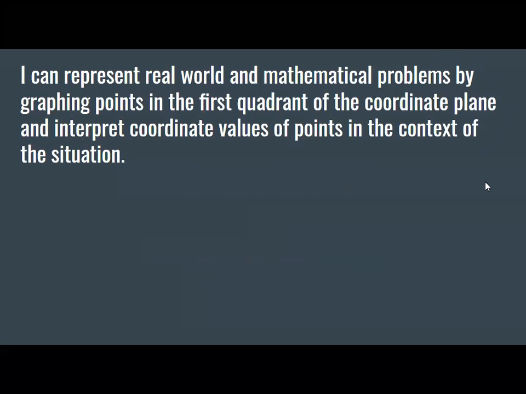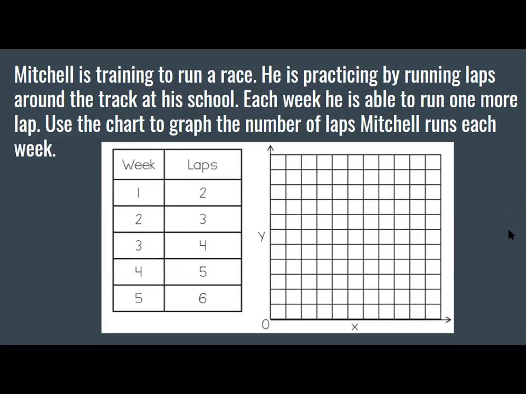I can represent real-world and mathematical problems by graphing points in the first quadrant of the coordinate plane and interpret coordinate values of points in the context of the situation. So we're going to take a look at some word problems and pull out some information and be able to make ordered pairs and graph those ordered pairs in the first quadrant of the coordinate plane.